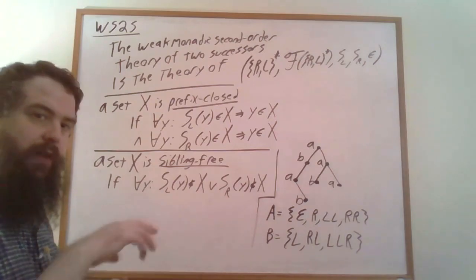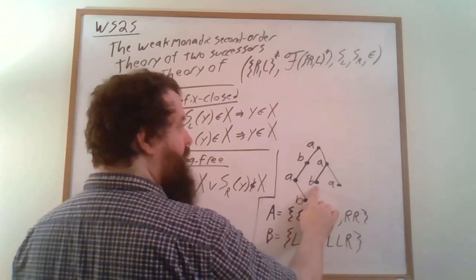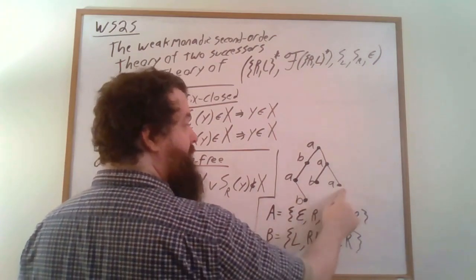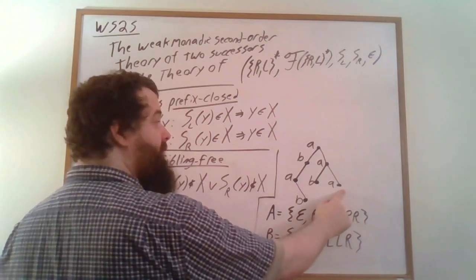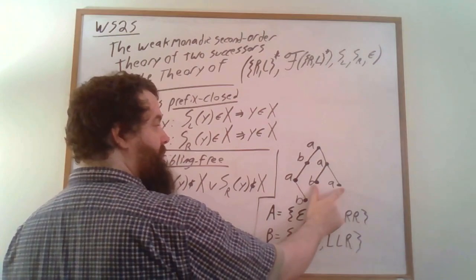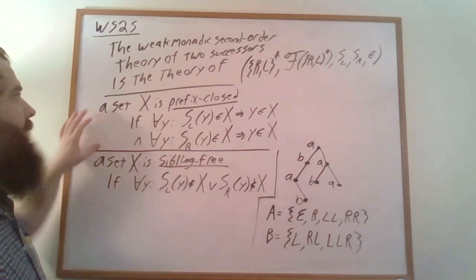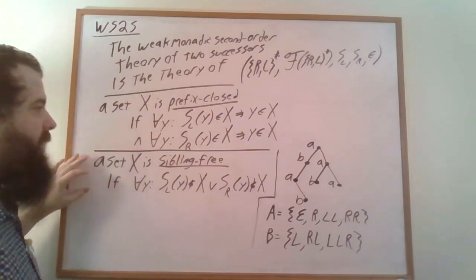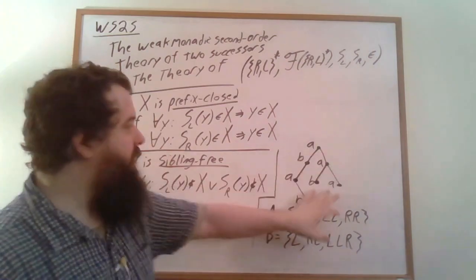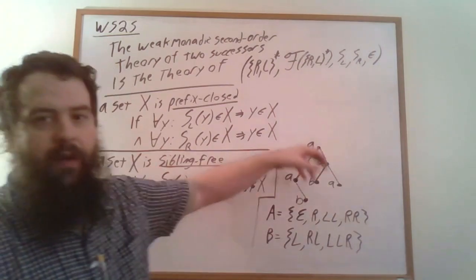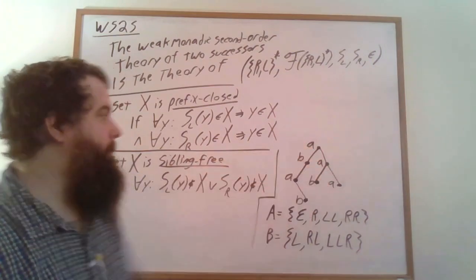This set is free of siblings. So for instance, this position here, RL, and this position here, RR, can't both be in the set because they are siblings of each other. And if we combine these two criteria, a set being both prefix closed and sibling free, if it's prefix closed, it's going to look like a tree, and if it's sibling free, it's not going to have any branching, it's not going to have any splitting in the tree.